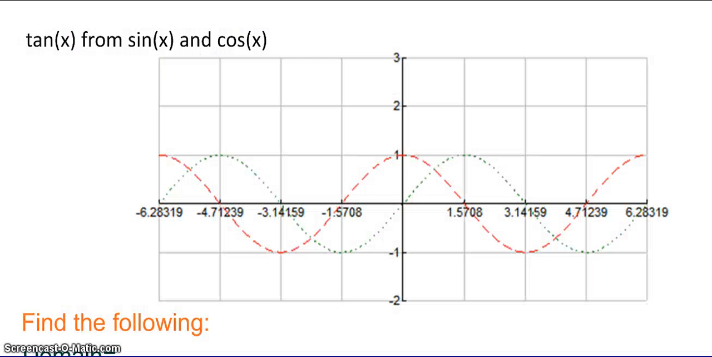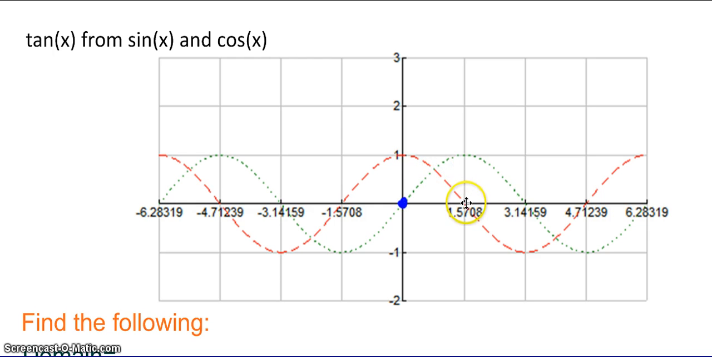Okay, so now if we look at the graph discovery sheet that I handed out to you in class today for your notes, you can start to see how some of these points develop. So here I have the sine curve in green and the cosine curve in red. If I look at a particular angle, for instance at the angle of 0, sine is 0, cosine is 1. What's 0 divided by 1? That's going to be 0.